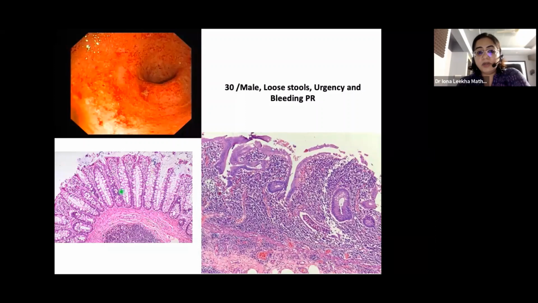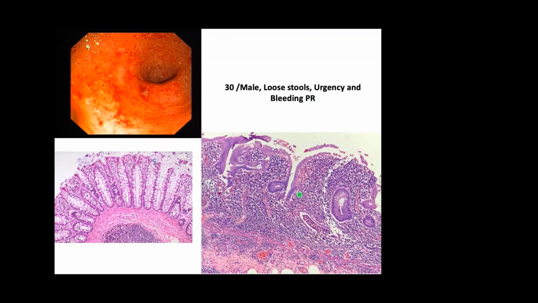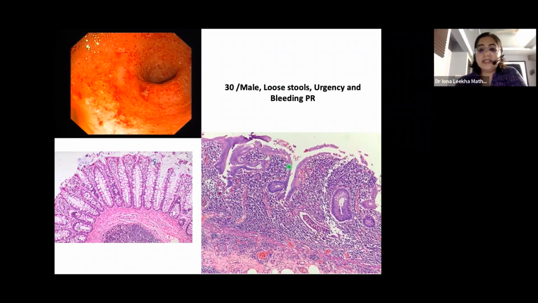Yeah, this is the normal. On your left-hand side, this is normal crypt. And here, other than the distortion of crypts, increased lymphocytic infiltration, madam. Okay, so there is intense inflammation. So here what we are seeing is marked crypt architectural distortion with diffuse transmucosal inflammation. Transmucosal, that means it is limited to the mucosa mainly.